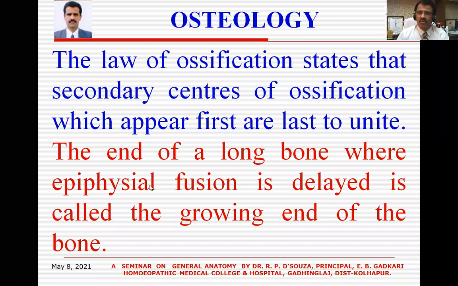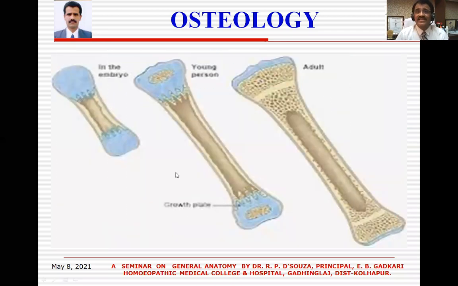The end of a long bone where epiphyseal fusion is delayed is called the growing end of the long bone. The long bone has two ends. Where the fusion is delayed, that end is still growing, so it is called the growing end of the bone. Here you can see in the embryo, the bone looks like this. At a young age, the bone looks like this. And at the adult age, the bone looks like this. Here you can see the cancellous part, here the compact, here the medullary cavity and articular cartilage. You can see the fusion has taken place here.